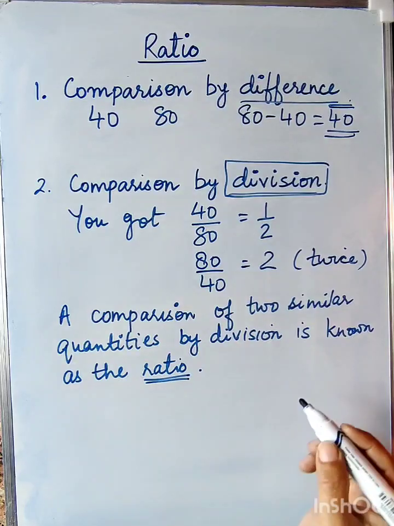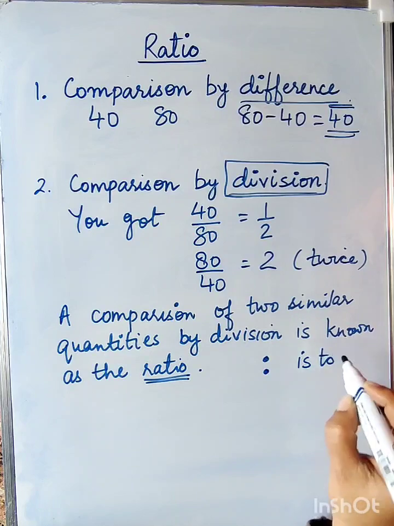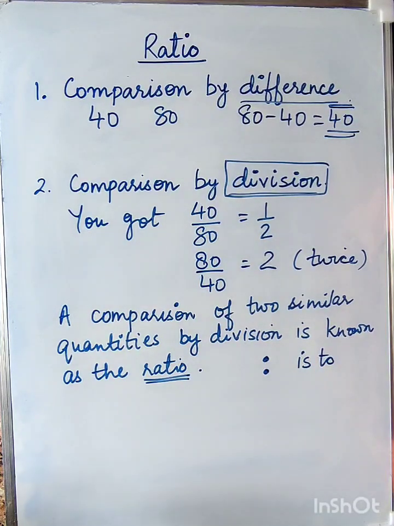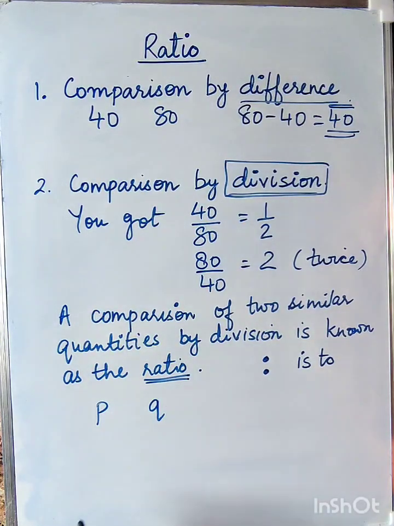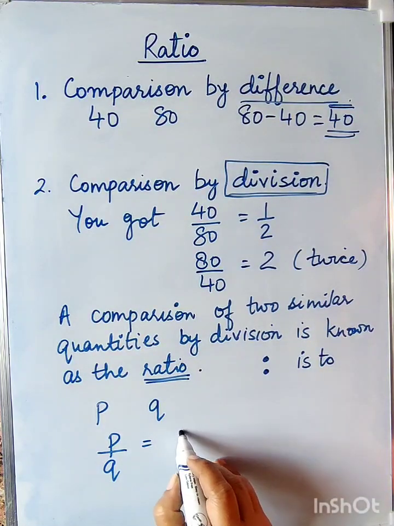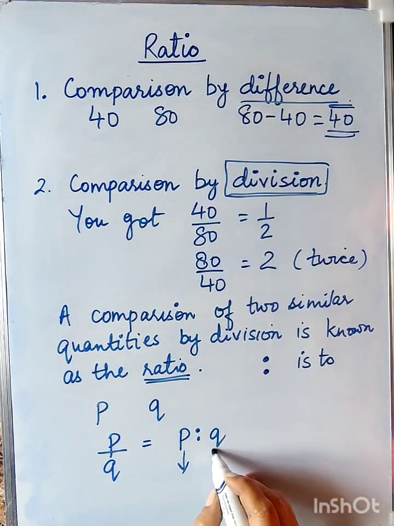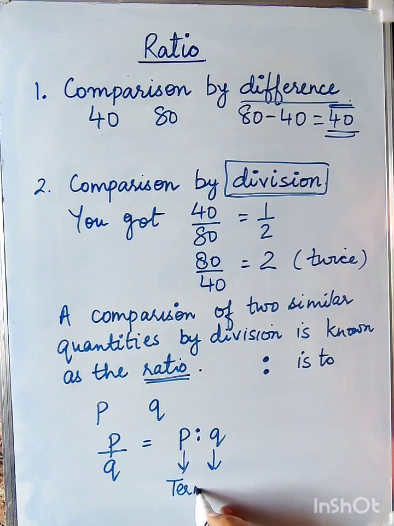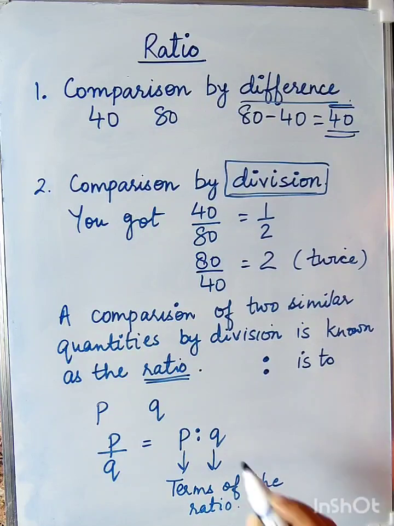A ratio is usually expressed by this symbol, there are two dots. This is known as "is to". So if I am comparing two same quantities, suppose P and Q, then I will be comparing them by division, that is P by Q or P is to Q. Here P and Q are the terms of the ratio. So the two quantities that are supposed to be compared are known as the terms of the ratio.